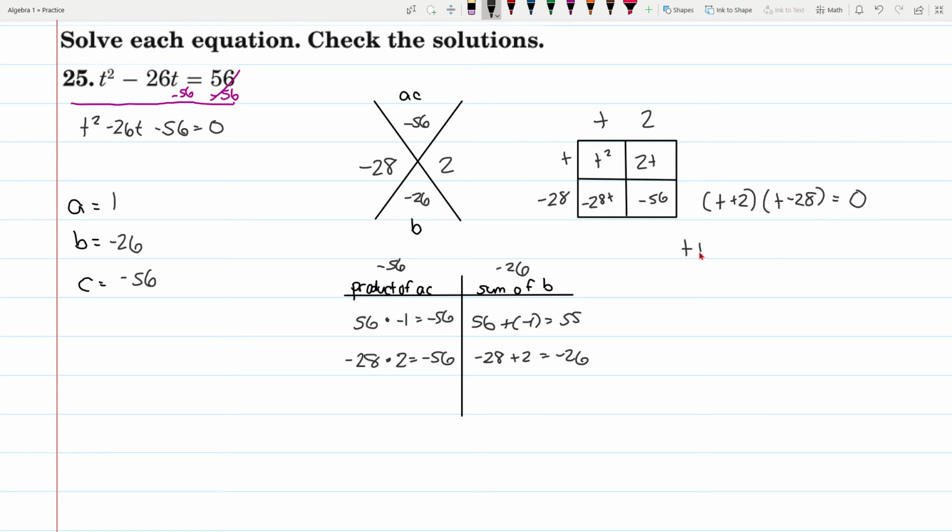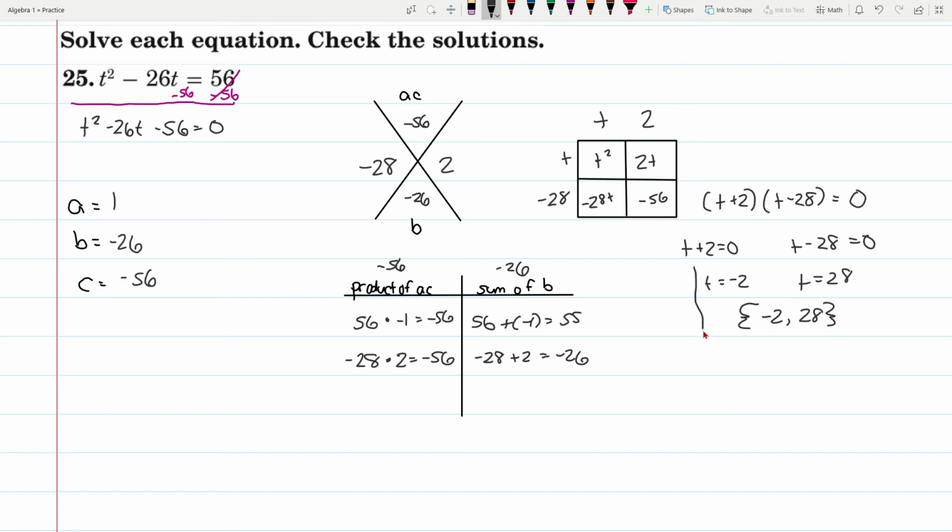So either t plus 2 equals 0 or t minus 28 equals 0. Subtract the 2, t equals negative 2. Add the 28, t equals 28. And so you're looking at answers of negative 2 and a positive 28.